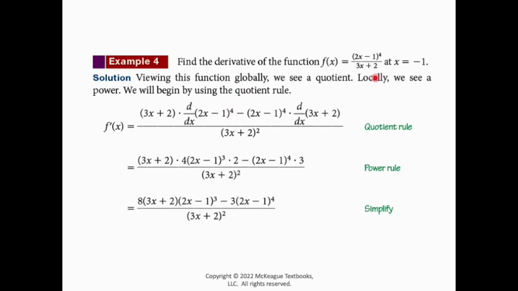When you use the quotient rule, you take the derivative of the top, that's this here, d dx of the top, times the bottom. So we're multiplying this by the bottom. And then we subtract the top, which is 2x minus 1 to the fourth, times the derivative of the bottom, and that's this d dx 3x plus 2. And then that's all over the bottom squared, so 3x plus 2 quantity squared.